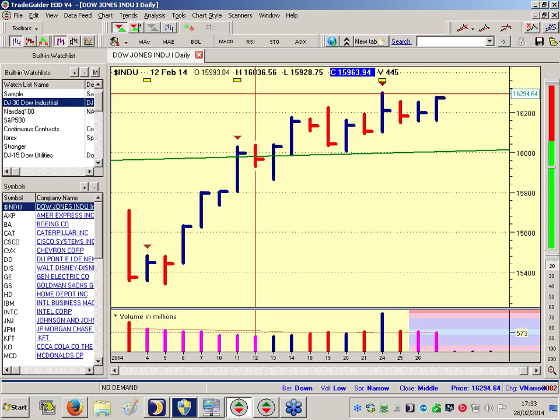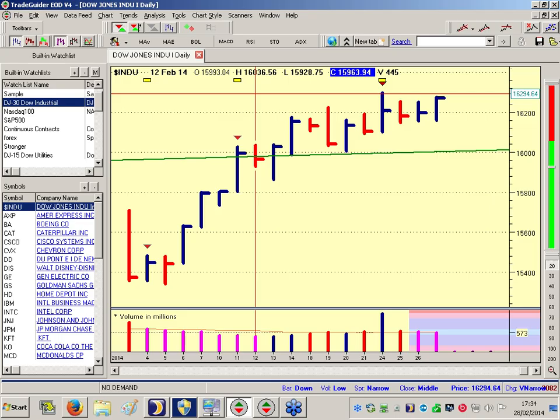Right, now I know we've got that because the actual computer, if you look down the bottom here, there it is. Spread narrow, close middle, right? And the volume's low. That is a classic test. And whenever you see a test in a rising market after a red arrow, that's a sure sign it's going to go higher, where you can make some money.